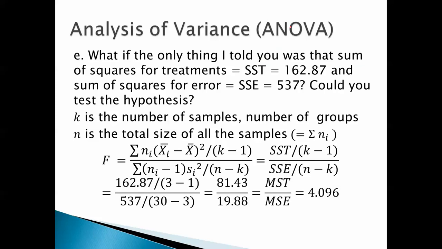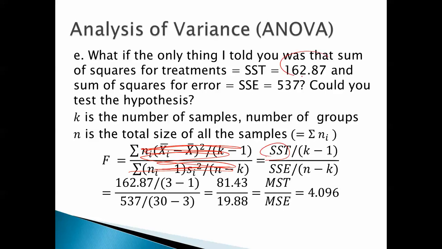Now, what if the only thing I told you was that the sum of squares for treatments is 162.87 and the sum of squares for error is 537? Could you test the hypothesis? Yes, actually you could. So again, k is the number of samples, n is the total size of all the samples. You just plug in what we know. So you don't really need this formula here. It's correct, but we don't need it.